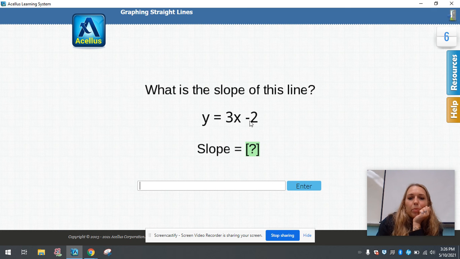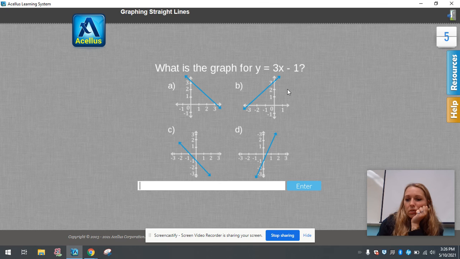What is the slope of this line 3? I'm going to post notes on this so you'll be able to look up the stuff. What's the graph for y equals 3x minus 1? Remember, if we don't have a denominator in a fraction, we can put it over 1. So we could think of this as 3 over 1. Either way, we are looking for a graph with a y-intercept of negative 1.